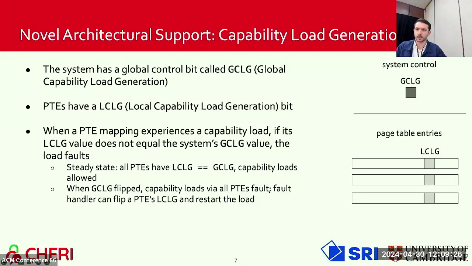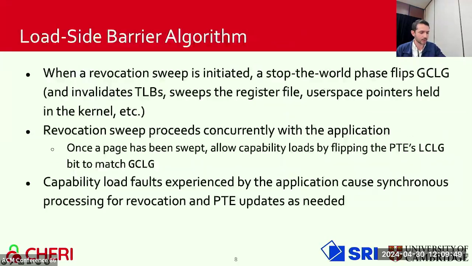We expect this to be used in the sense that, in a steady state, all PTEs have their LCLG equal to GCLG, and all capability loads proceed normally. But when we flip the global bit, all capability loads will start to fault. Then the fault handler can process them for revocation, flip the PTE bit LCLG, and then restart the load, allowing it to succeed. So how do we actually use these architectural features?